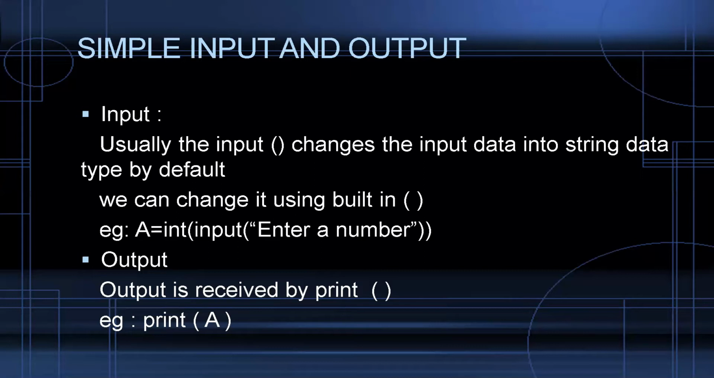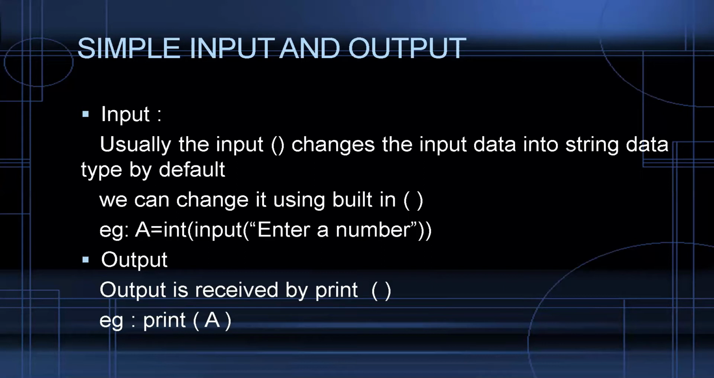The next section is output. Output is produced by the print function. For example, let's say a = int(input('enter a number')), and after that print(a). If I give 10 as the number, then I will get 10 as the output in the output stream. So this was all about input and output.